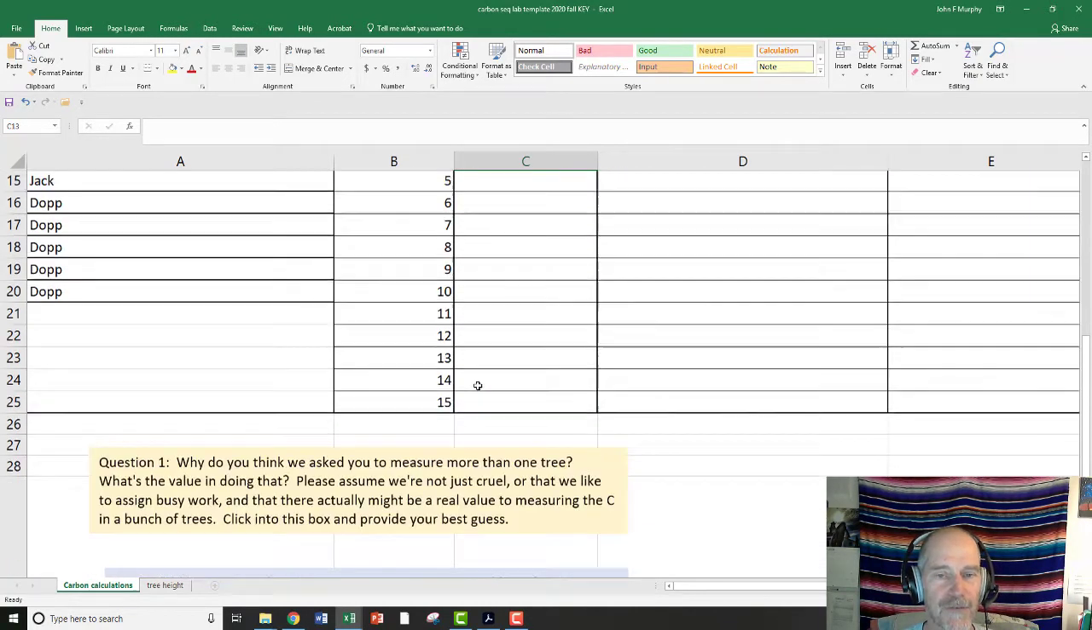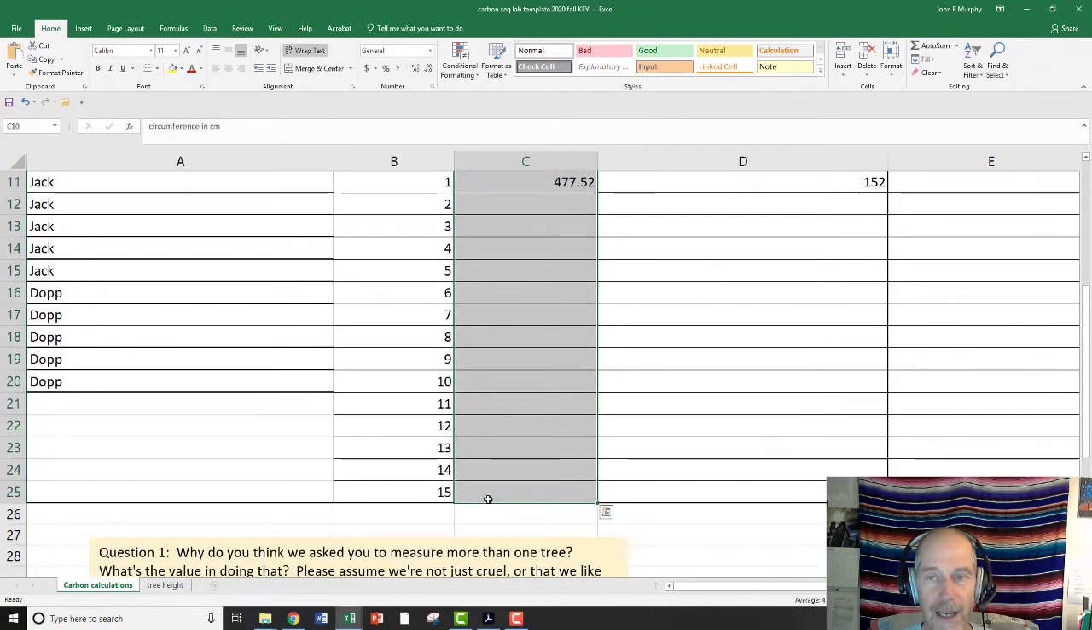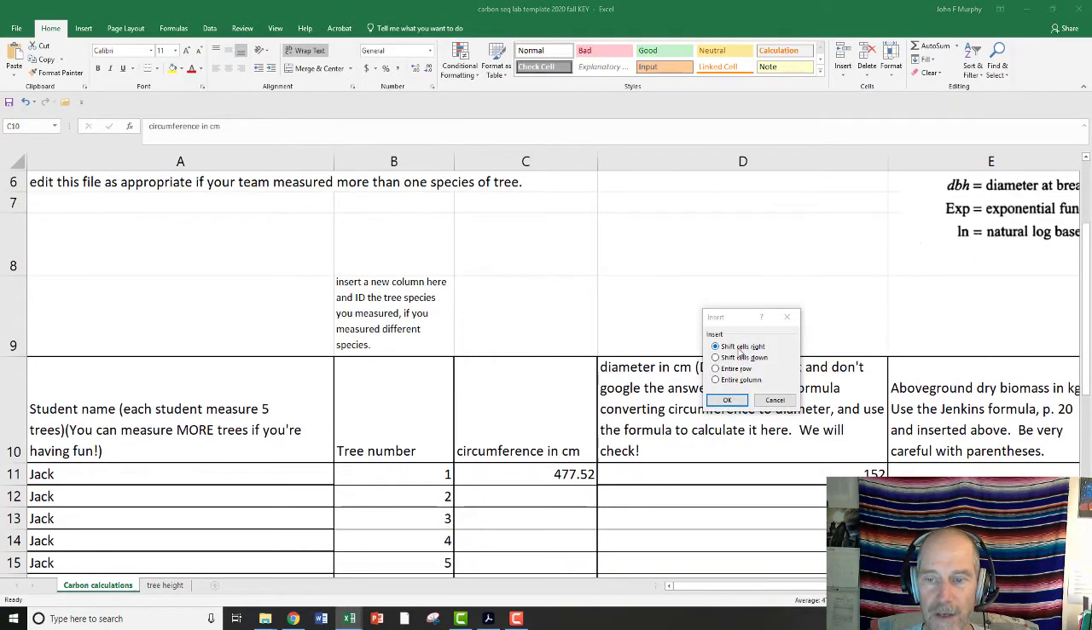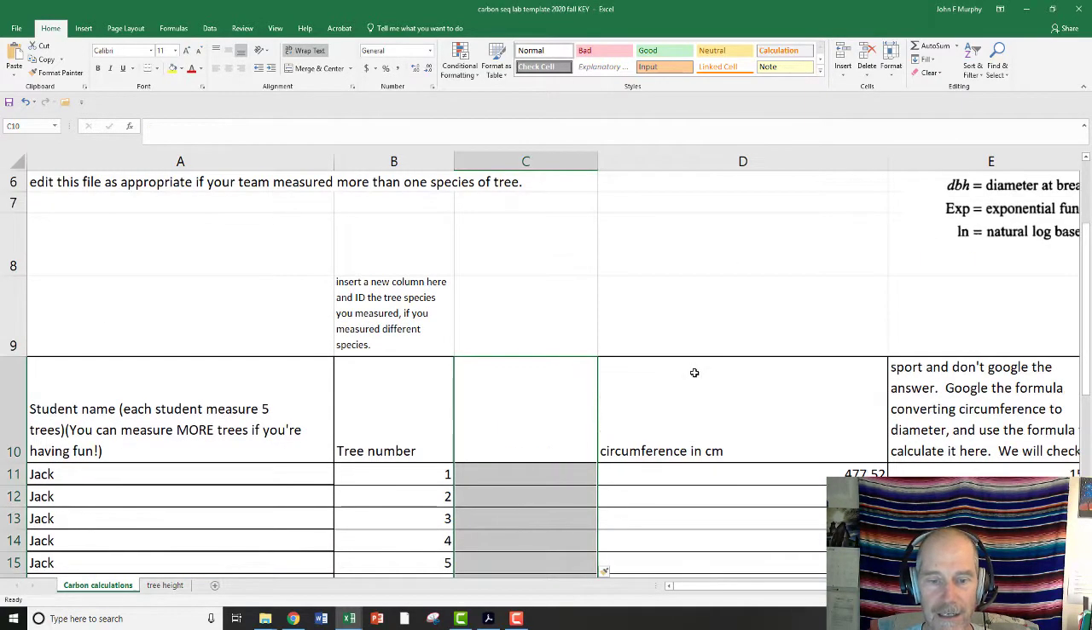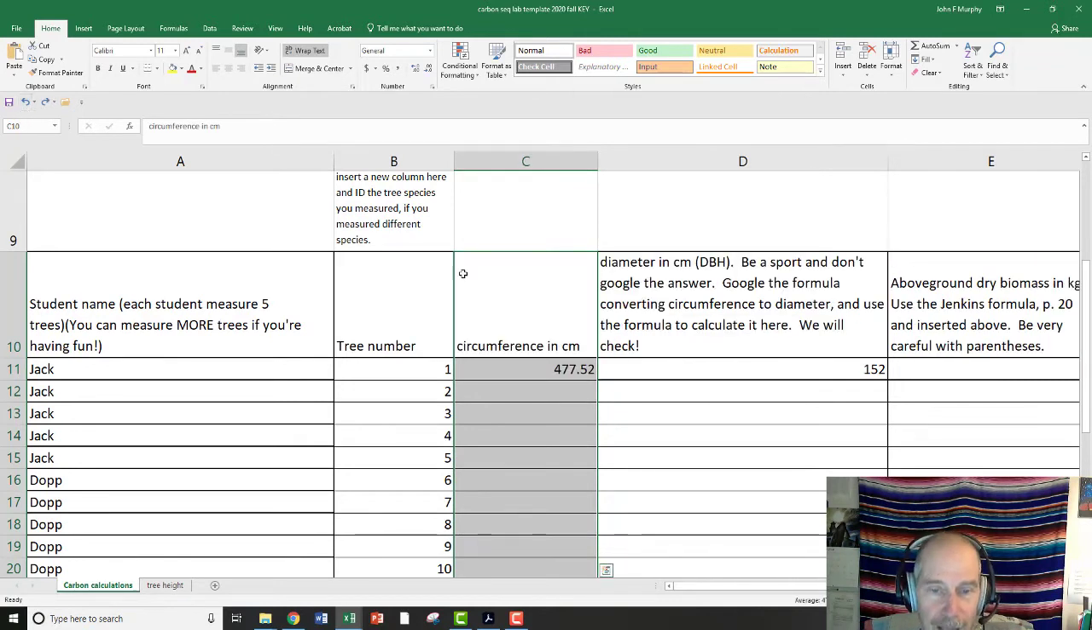Yeah, if you measure different species, then you might just want to highlight here and insert, I guess, cells. Oops, I want to shift cells to the right. Boom. And then I could put redwoods here, and my doppelganger could put oaks there, whatever. But I didn't really do that, so I'm not going to do that.